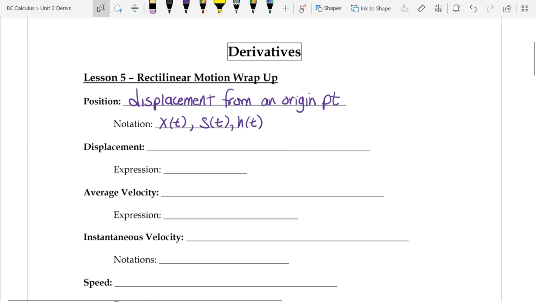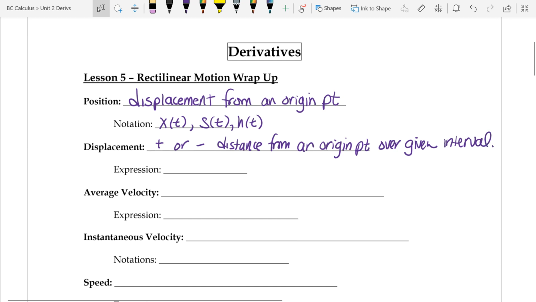Our displacement is really going to be our positive or negative distance from an origin point over a given interval often. So our displacement is really x of t2 minus x of t1. So your displacement is your position from one point to another point. What's the difference between them?